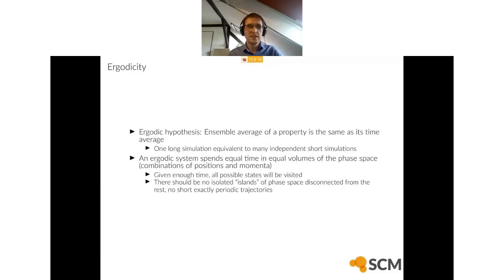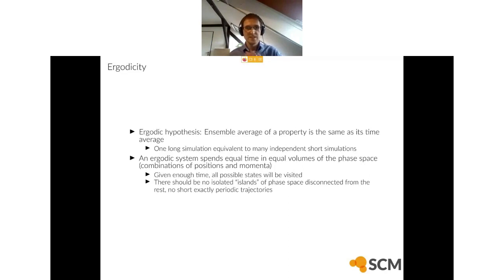Before we go to the next part, let me review one important term in MD, which is called ergodicity. That's something that stems from the so-called ergodic hypothesis, which tells you that an ensemble average of a particular property is the same as its time average, which pretty much means the same as running a single very, very long simulation will give you the same information as many independent short simulations of the same system. This is because a system that's ergodic behaves in such a way that it eventually spends equal time in equal volumes of the phase space.